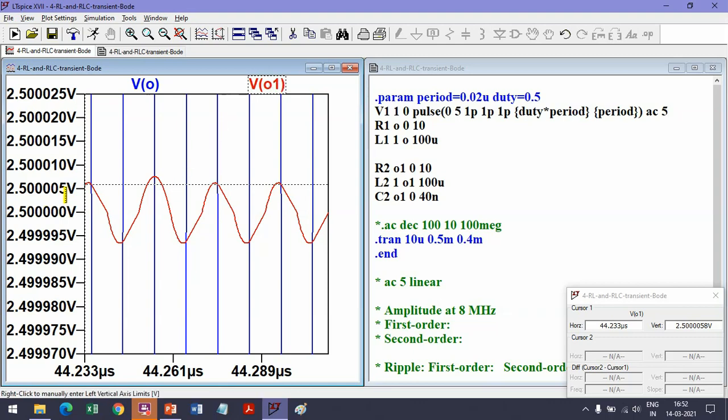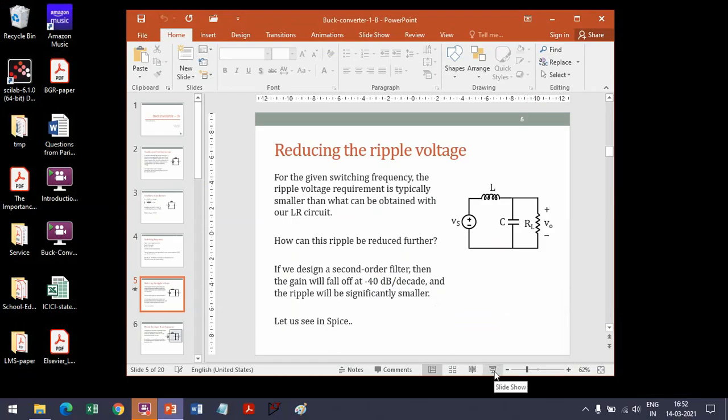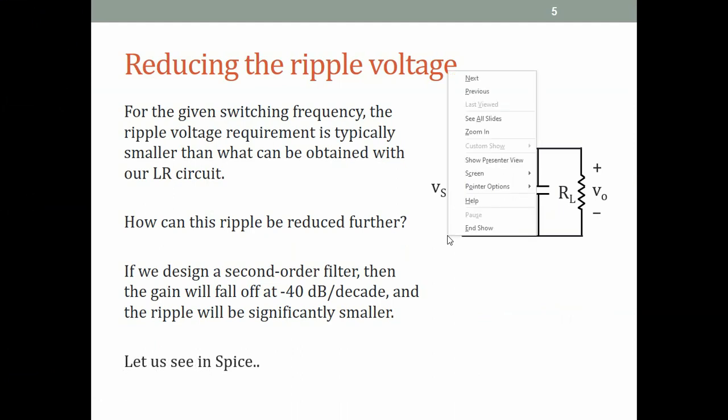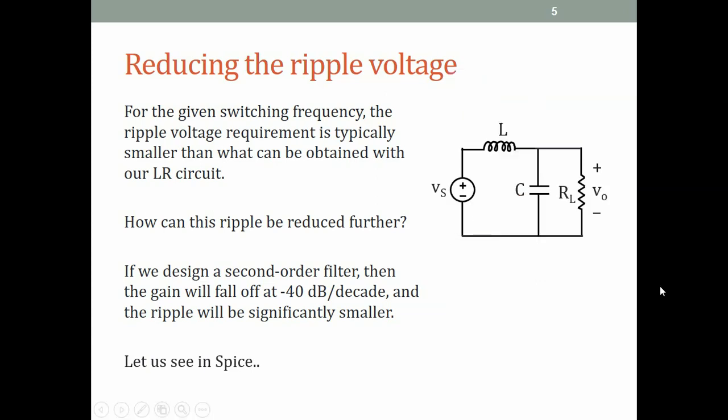So this is how much? 5 microvolts is here, so about 6 microvolts and another 6, or 12 microvolts. All right, so very small ripple. Of course, this is at 8 megahertz. Our frequency will be 100 megahertz. So we're going to change all these numbers, but the point of this simulation is to show that the second order low pass filter causes a much smaller ripple in the output voltage.